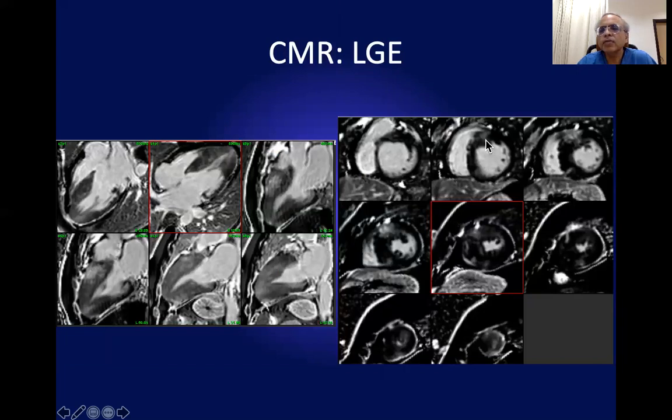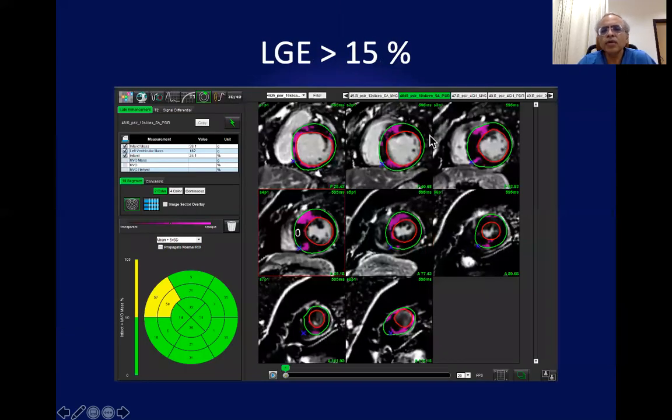In the short axis views, you can see the areas where the gadolinium is retained, and these are the areas which you call late gadolinium enhancement, and they tell you about the amount of replacement fibrosis in our patient. We can use certain software algorithms to actually quantify the volume of this fibrosis, and our patient has 24%. Now, a late gadolinium enhancement above 15% is another important risk factor for developing sudden cardiac death.